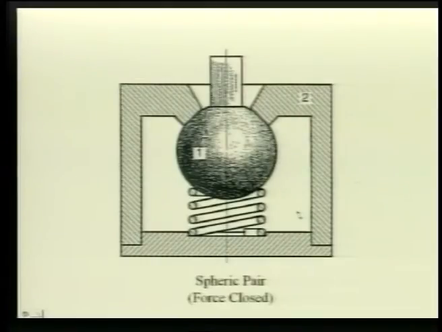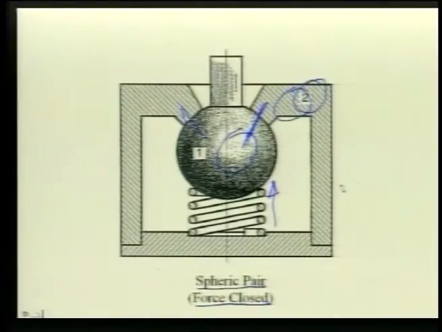The next figure shows what we call a spheric pair, but you also note that this is force closed. Here the spherical surfaces of body 1 and body 2 are maintained in contact in these 2 zones by the application of the spring force. We should also note that this is how in real life a spheric pair will be constructed, where this body 2 is assembled rather than making in one piece as shown earlier.